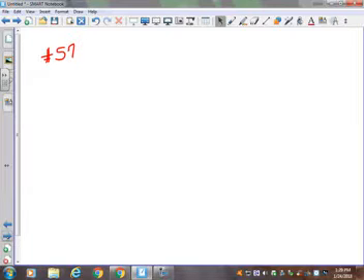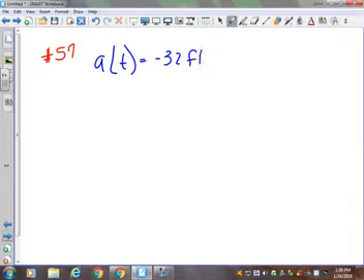A ball is thrown vertically upward from the ground with an initial velocity of 60 feet per second. How high will the ball go? Okay, we've got to start with acceleration. They've told us that part. That a sub t is equal to negative 32 feet per second squared. I don't like writing it that way.